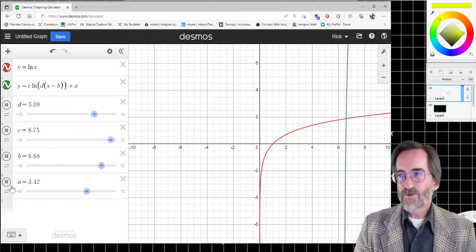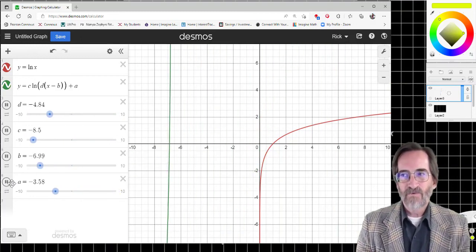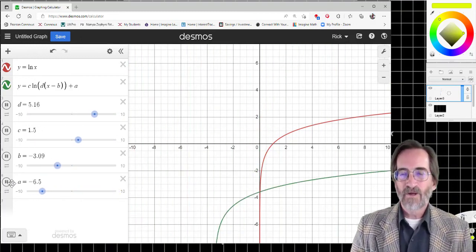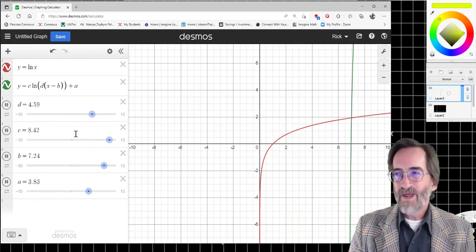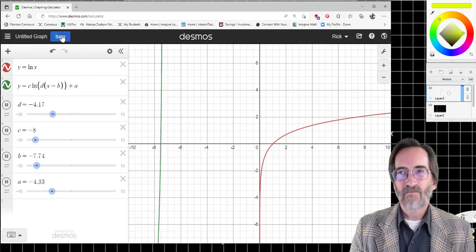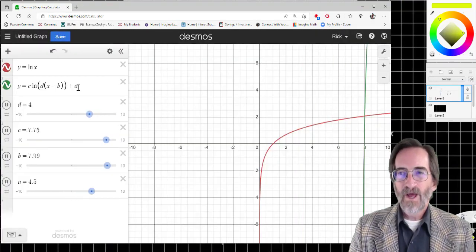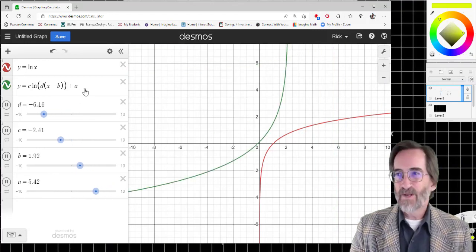So all the transformations still apply to exponential functions. Here are logarithmic functions. The main difference is that you're going to recognize a logarithmic function when it has a vertical asymptote. When it has a horizontal asymptote, it's exponential.